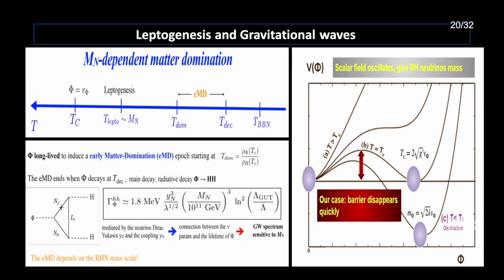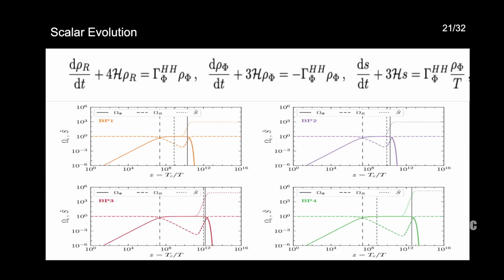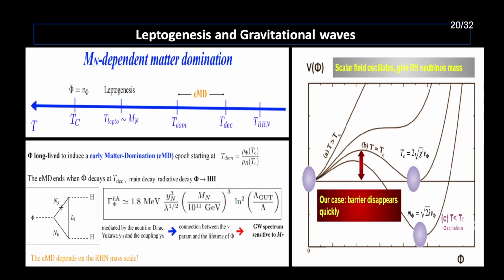Okay, so now what happens for the cosmic strings? Is that the dominant way that phi decays, is that what you're saying? Yeah, so there are many decay channels. If you want to make the duration of the matter domination sensitive to Mn, which is the main parameter I want to track, then you need to make this channel dominant and the others subdominant.